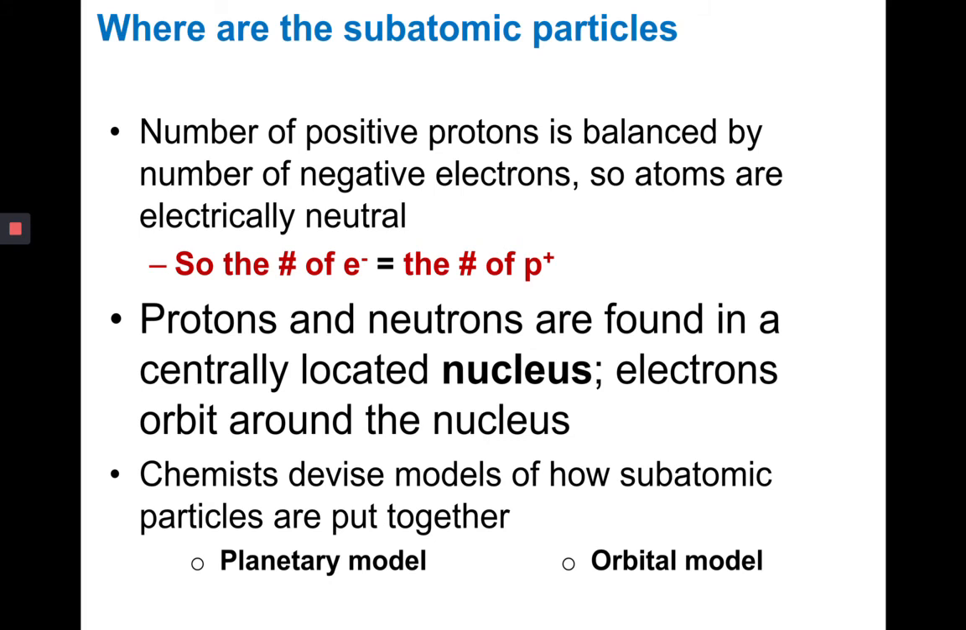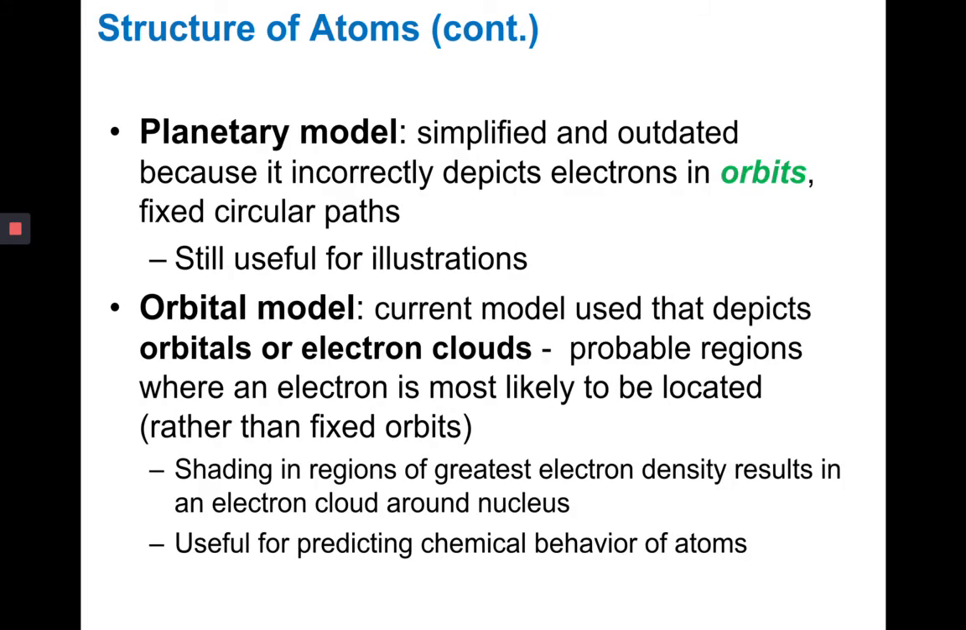The planetary model is really simplified, it's outdated, but it's really helpful. That's why it's lasting. That's why we see it persist into new textbooks. But it is incorrect because it depicts electrons in orbits in fixed circular paths, and while it's useful for illustrations, that's not how electrons exist. Electrons actually exist in electron clouds. They exist in what we could call a pseudo-orbital. They definitely rotate or go around the nucleus, but it's a lot harder to dictate where they might be located than the planetary model suggests.